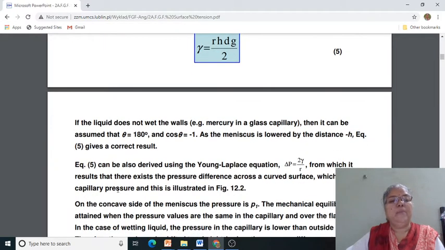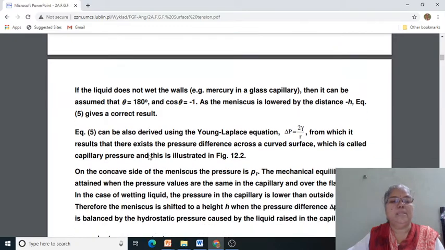Then if the liquid does not wet the walls, for example mercury in a glass capillary, then it can be assumed that theta is equal to 180 and cos theta is equal to -1, as the meniscus is lowered by the distance minus h. Equation 5 gives a correct result.